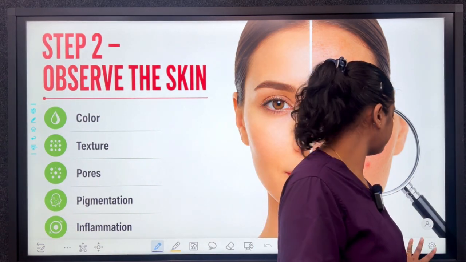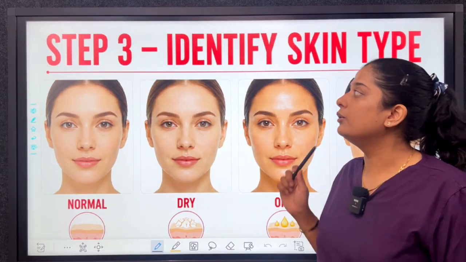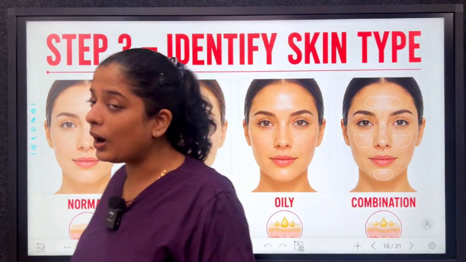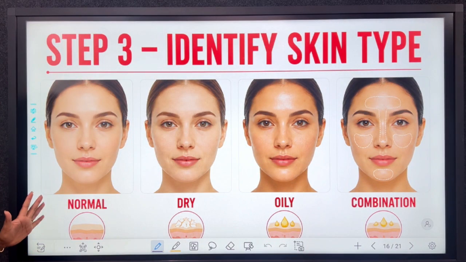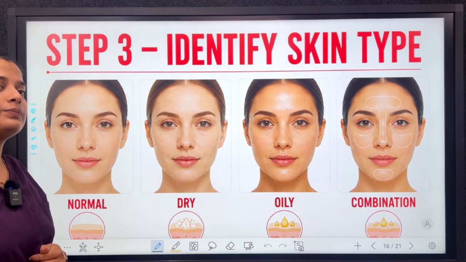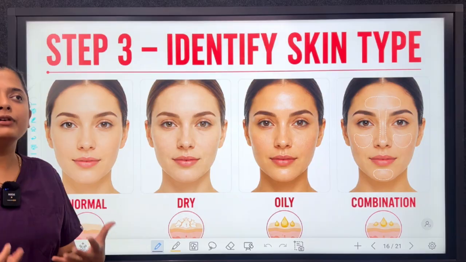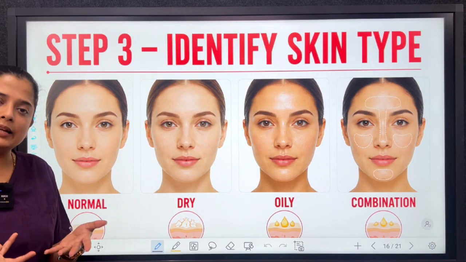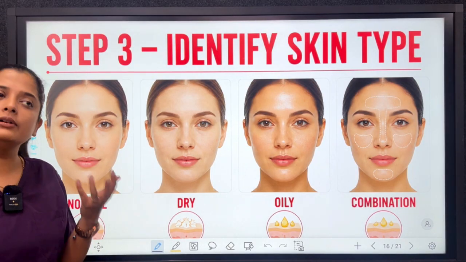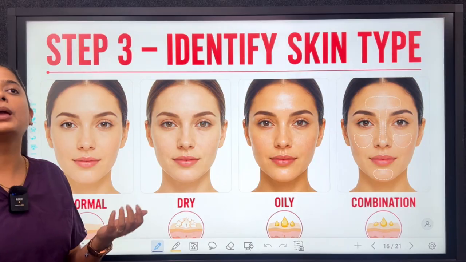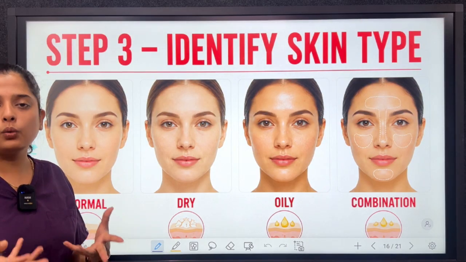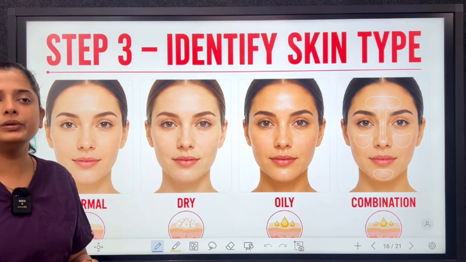Now, as we move ahead, it's the time to identify basically the skin type. The first thing you need to understand. How to do that? See, it's very easy. First thing, many a times the client itself tells you what kind of skin they have. Generally, they know about it. But if they don't, and if you want to figure it out, it's very simple.